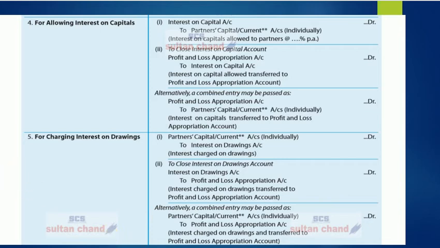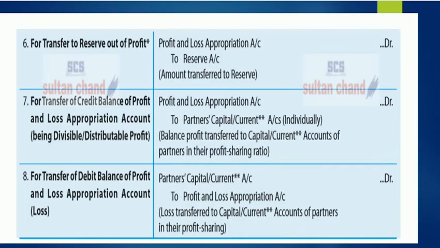Next, we are going with point number 6, which is to create a reserve out of profit. The entry goes: Profit and loss appropriation account debit to reserve account. You remember there was a reserve in the format. You can check your specimen format, and there was reserve on the debit side. This reserve is always created out of profit. So here is the entry: Profit and loss appropriation account debit to reserve account, being reserve created out of profit.